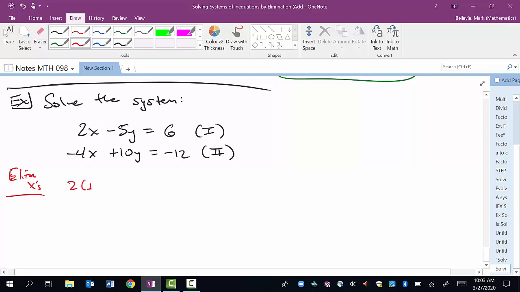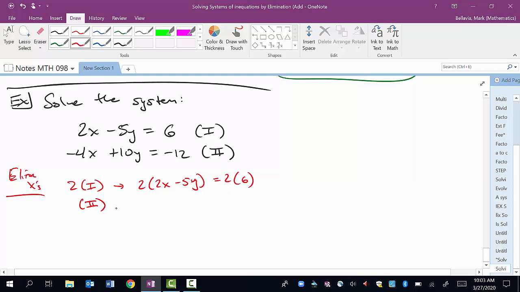So we're going to do 2 times equation 1, and we're going to add that to equation 2. When these coefficients are multiples of each other, it's kind of nice because you only have to manipulate one of the equations, not both. Because we want to look to see what smallest number that 2 and 4 both go into. They both go into 4. So 2 times equation 1 would be 2 times 2x minus 5y equals 2 times 6.